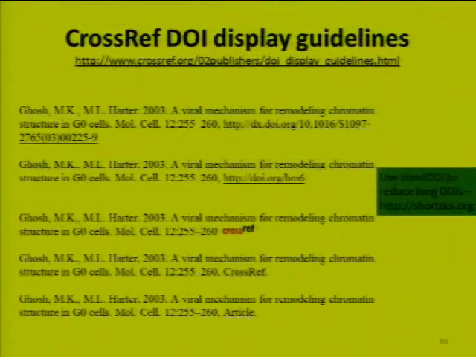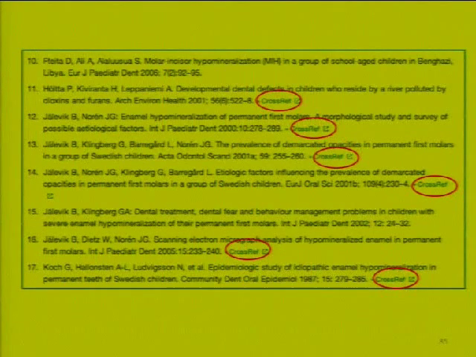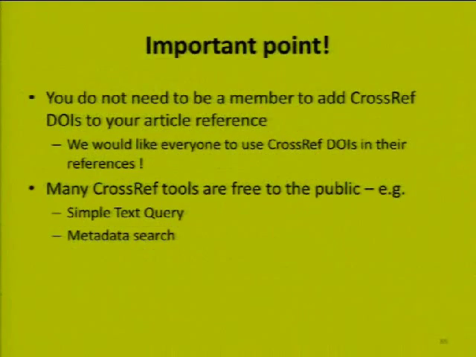So, display guidelines. The CrossRef DOI must be an actionable link. It must be a hypertext link, as Ginny said. Some people do this. So you just have the word article underlined, and that's a link. Some people put CrossRef, and that's an actionable link. Some people use a CrossRef logo, and some people put the full URL of the CrossRef logo.